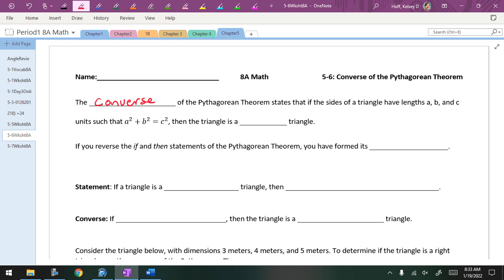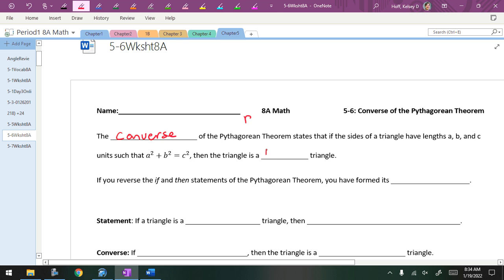C-O-N-V-E-R-S-E. The converse of the Pythagorean theorem states that if the sides of a triangle have lengths A, B, and C, such that A squared plus B squared equals C squared, then the triangle is a right triangle. You guys should not be touching your computers. We are not calculating anything.